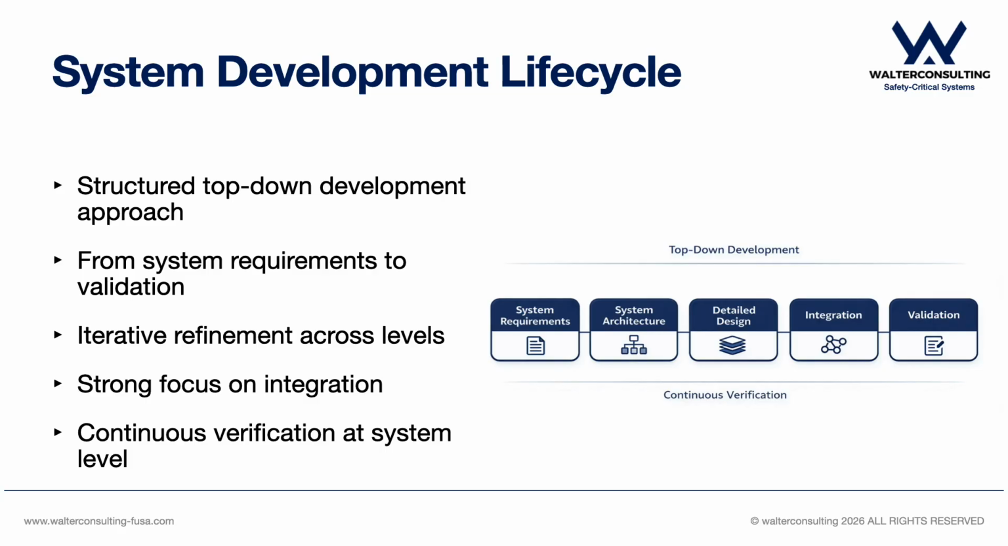So, how does system development work under ARP4754B? The process follows a structured life cycle. It starts with system requirements, where the expected system behavior is defined. Then the system architecture is developed to define how different components interact. This is followed by detailed design, where the system is broken down further. After that, the components are integrated, and finally, the complete system is validated. A key aspect of this life cycle is its top-down approach. At the same time, verification is performed continuously, across all stages. This ensures that the system meets its requirements at every level.